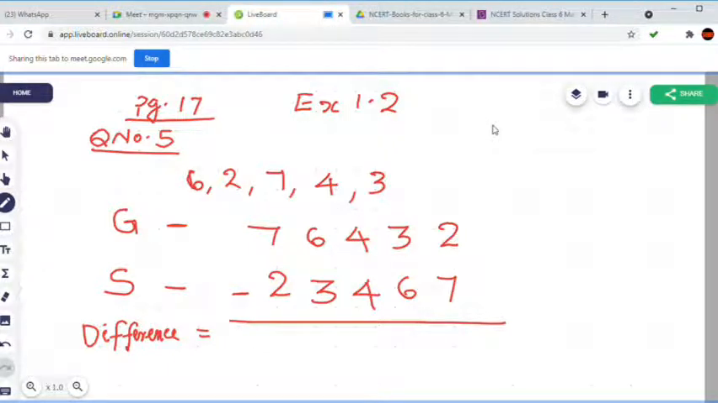Yes, miss. Okay, so this way you write: greatest number, smallest number, difference. Then you subtract the two numbers. You can find the answer. Okay, all of you do fast.